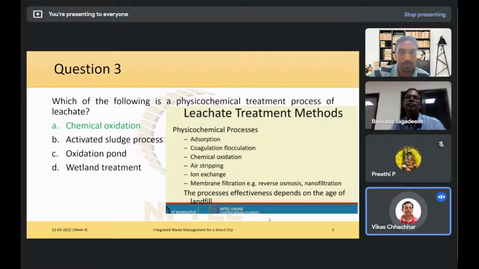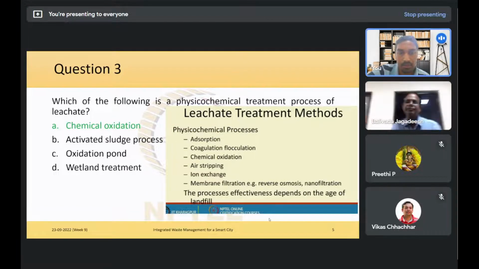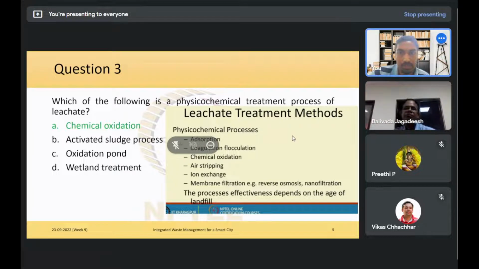Sir, what does physico-chemical mean? So it's either a physical process or a chemical process. For example, we have adsorption here, right? Adsorption makes use of a physical property. When a substance is getting adsorbed onto the surface of another substance, that is the adsorption process, and that is a physical process. Similarly, filtration is also a physical process, for example, reverse osmosis and nanofiltration. These are based on the physical properties.